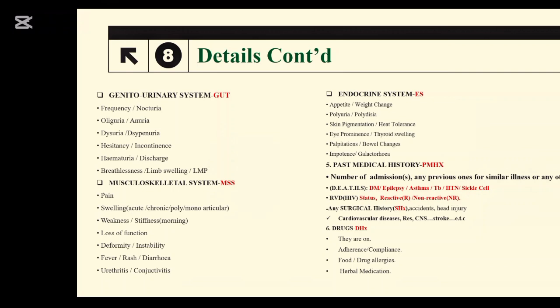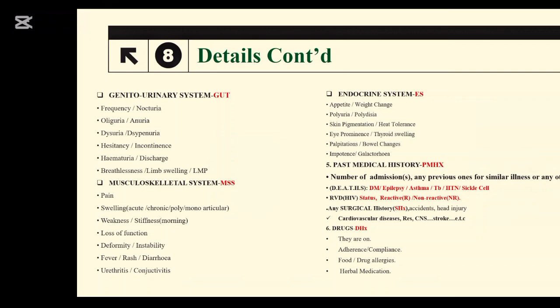And then endocrine system. Under this system, you want to identify whether the patient's appetite has changed. Are they eating a lot, but they are wasted? That is seen in hyperthyroidism. Do they have any history of weight gain whilst having a reduced appetite? You think of hypothyroidism. Are they passing a large amount of urine, which is called polyuria? Or are they having excessive thirst, which is called polydipsia? These are seen in diabetes mellitus as well as diabetes insipidus.